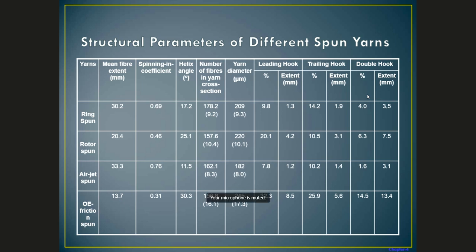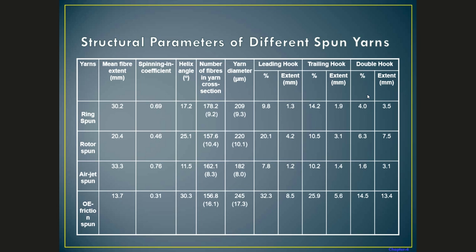Now again, the moment we see the leading hooks and trailing hooks, here we have divided into percentage as well as hook extent, because your spinning coefficient will also depend on the number of hooks in the yarn and the hook extent in the yarn. So both things are going to decide my fiber extent.